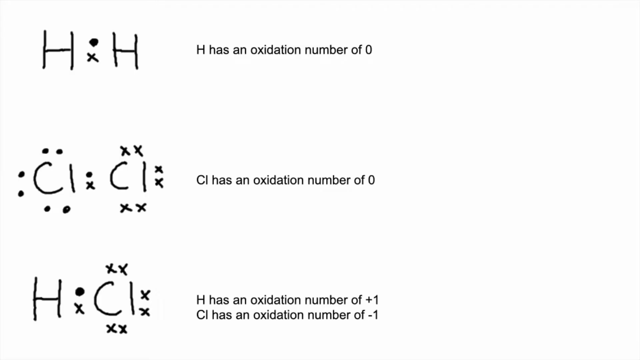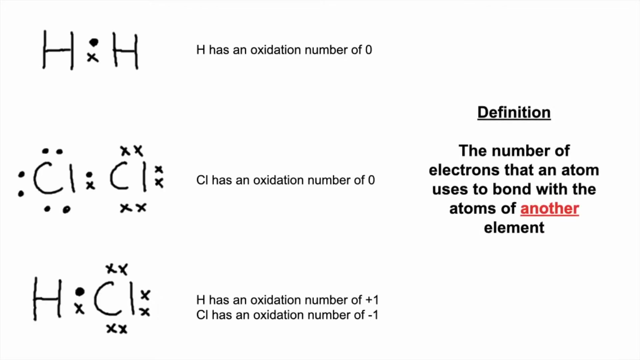So to explain all of that, we need to bring in the definition, which looks like that. The definition of oxidation number is the number of electrons that an atom uses to bond with the atoms of another element. So if you think about the H2 molecule, hydrogen isn't bonding to anything different. They're both hydrogen, and so the oxidation number by definition has to be 0. Same goes for chlorine.